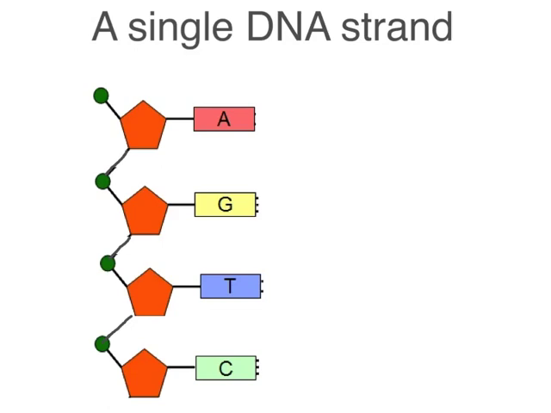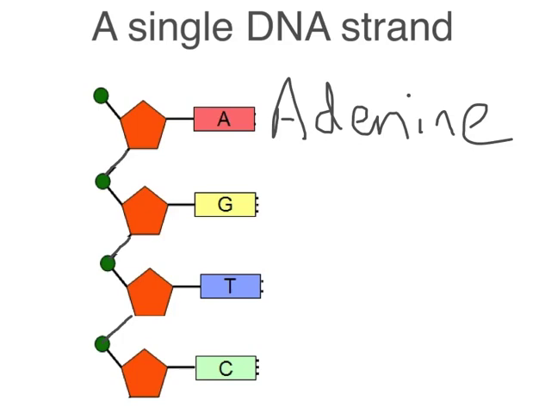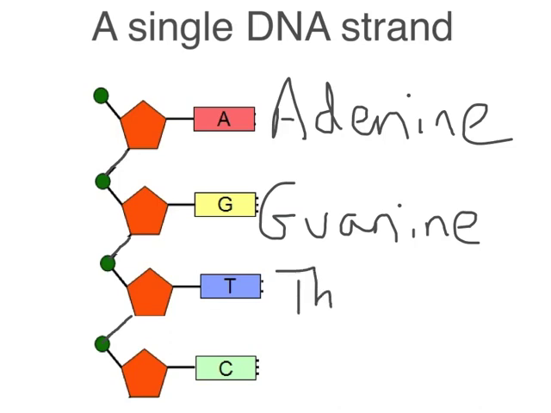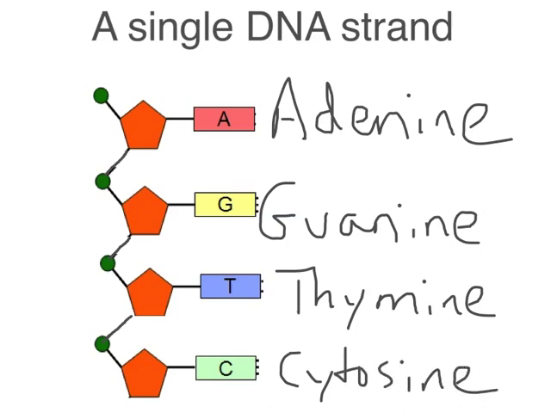Now, let's go through the names of the bases here. Okay, so this is adenine. This one is guanine. This one is thymine. Remember, these are just the nitrogenous bases. And this one is cytosine. Okay, so those are your four bases.